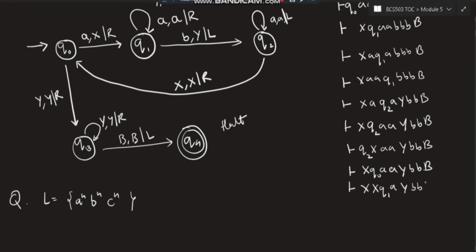Now Q1 on A, keep it as such and move to the right. X X A Q1. Q1 on Y also remains the same and moves to the right.